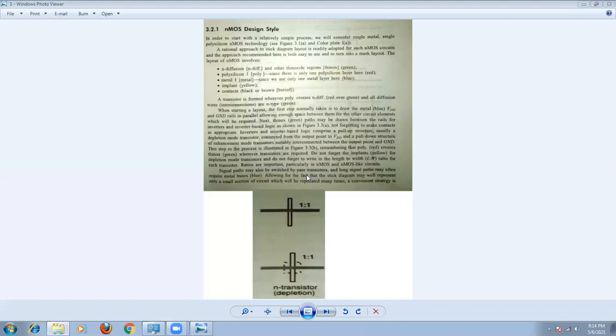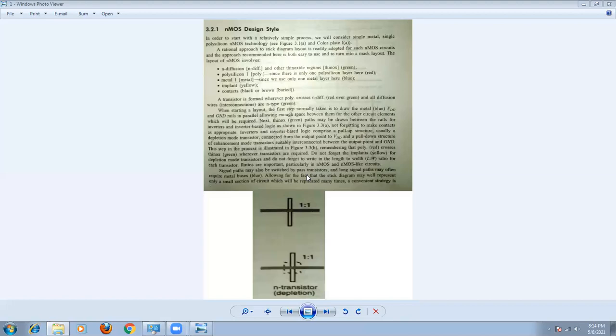Okay, buried or butting. But compared to the butting contact, the buried contact is most widely used. We will discuss what the butting contact is afterwards. What is the buried contact, what is the butting contact, we will discuss. Remember that point here now. Okay, so once again I will explain.